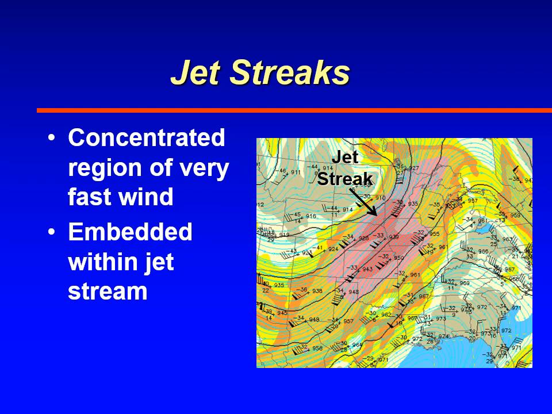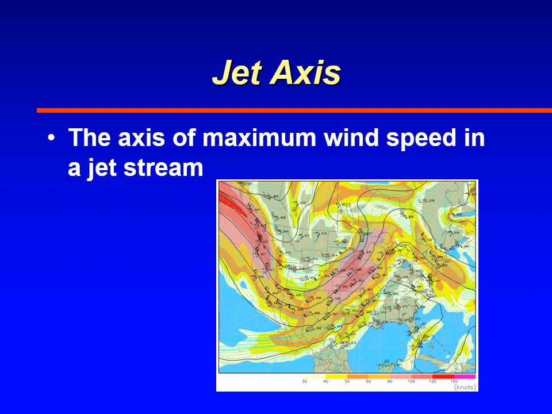There are a couple other terms that we use. Jet streaks is another term that you may hear. And jet streaks are winds in the jet stream that are moving a little bit faster than the surrounding jet stream. So it's a concentrated region of fast-moving winds, and they move through the jet stream. As you know, the jet stream moves around the world, and in the jet stream itself, there are little regions that are faster than the surroundings.